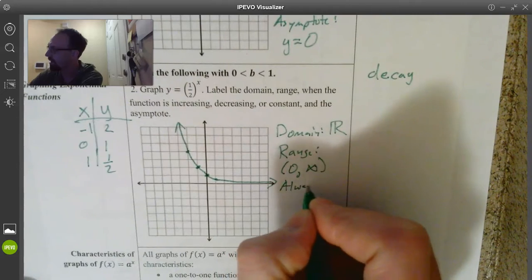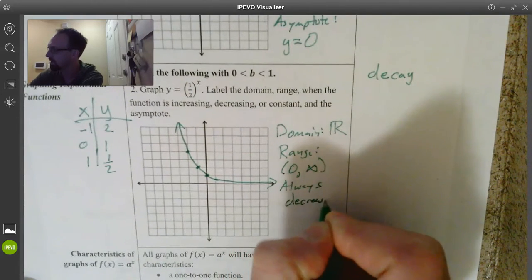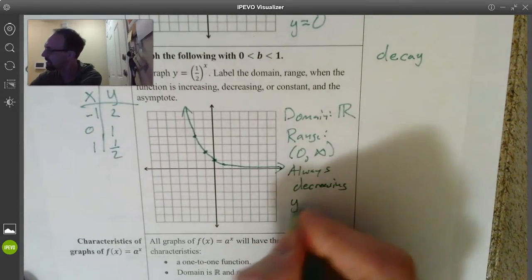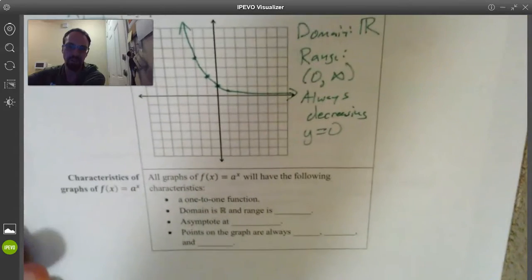But this is always decreasing. Instead of always increasing, this is now always decreasing. We decrease as we go from left to right. And the asymptote is still the same. So the characteristics of all of these functions, they have the following.